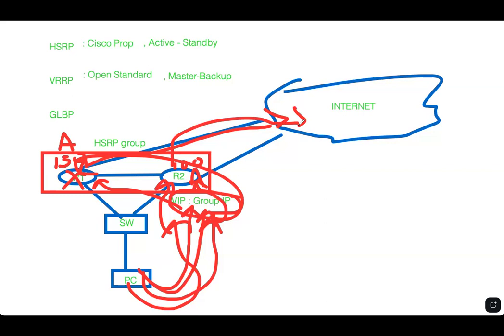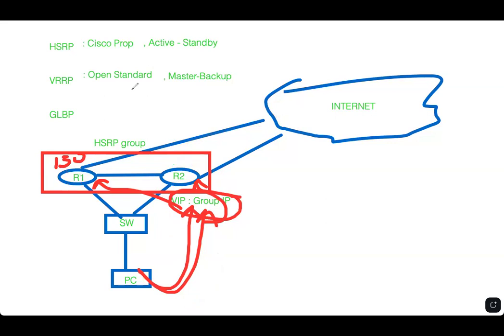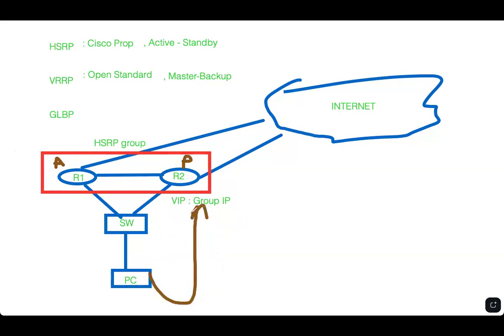Preempt is nothing but, let's say this one is active and this one is passive. The traffic will be pointing to the VIP group. This will be pointing to the active, and then this will be going to the internet. But if this goes down, this one will take over the role of the active.